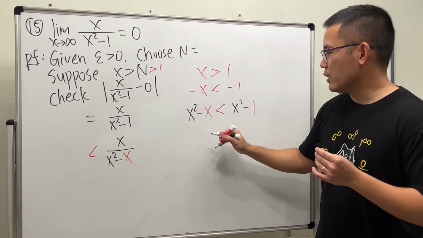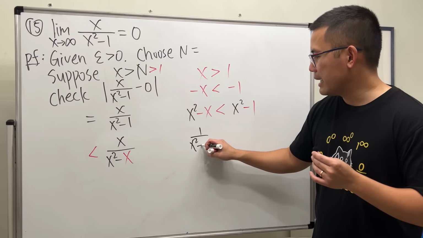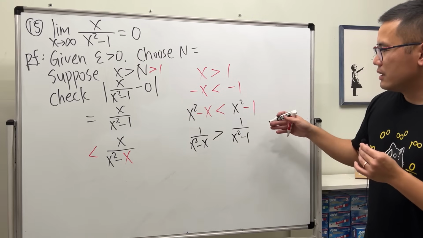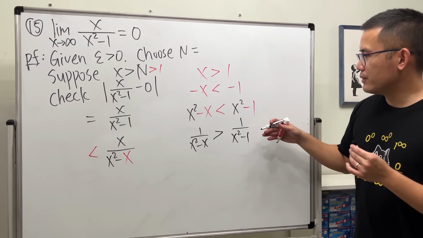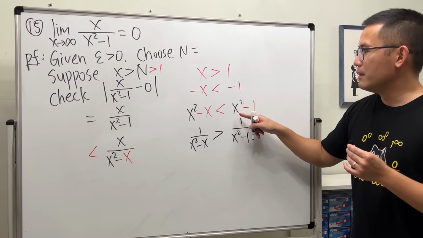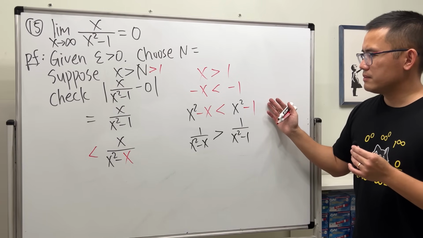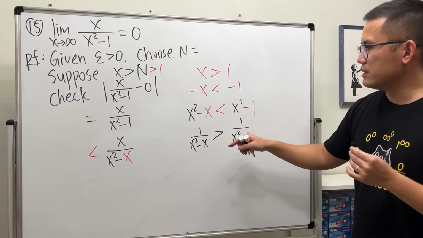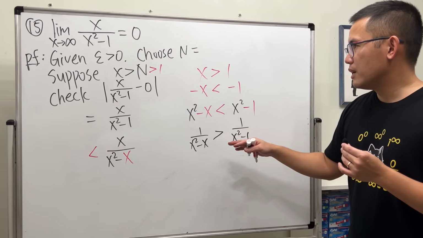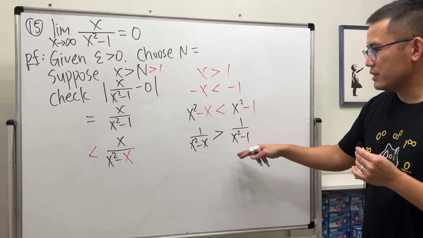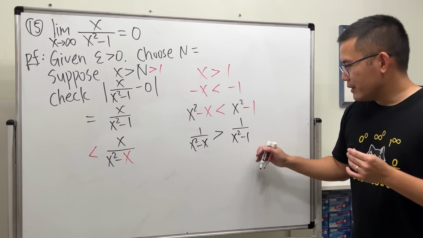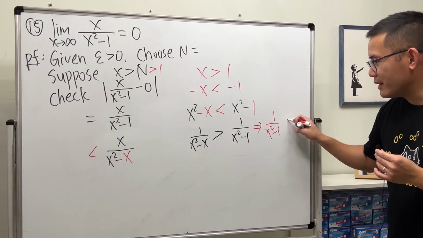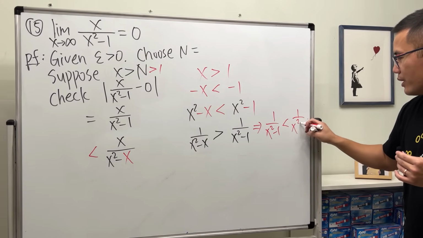And then if I take the reciprocal, I will get 1 over x squared minus x being greater than 1 over x squared minus 1. And of course, they are all positive. Because x squared is greater than 1, x squared minus 1 is greater than 0. And this right here will be greater than 0 as well. So yeah, they're all positive. So this is okay. And as you can see, this is the same as saying 1 over x squared minus 1 being less than 1 over x squared minus x.